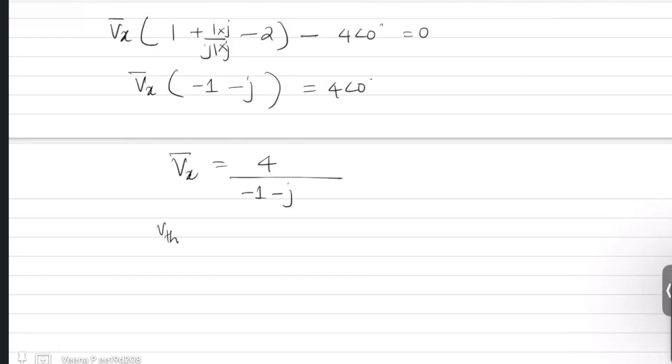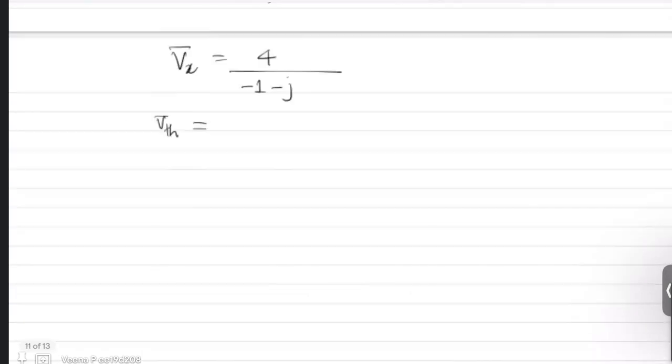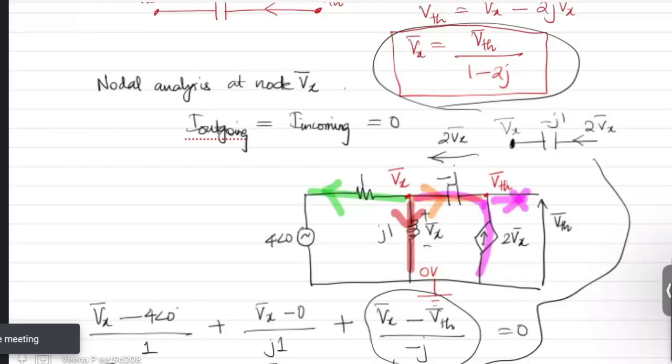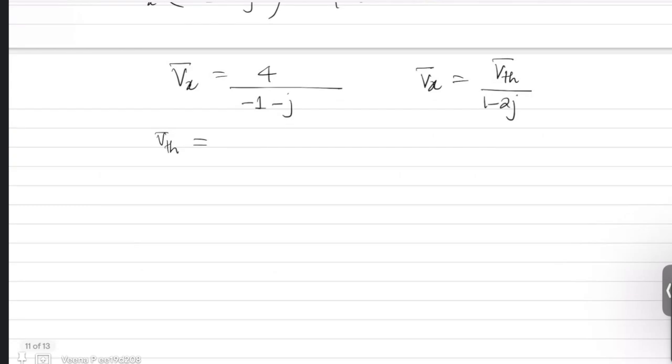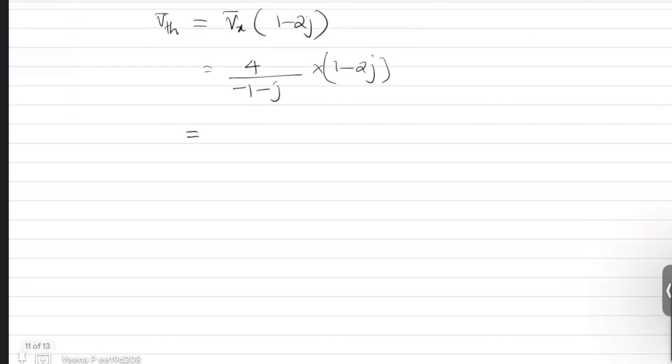Now you know that your Vthevenin is nothing but this relation. The relation which connects Vx and Vthevenin is Vx is Vthevenin divided by 1 minus 2J. So from this you will get your Vthevenin as Vx times 1 minus 2J. You just multiply 4 by minus 1 minus J with 1 minus 2J and you will obtain your Vthevenin as 6.32 angle 71.56 degree volts.